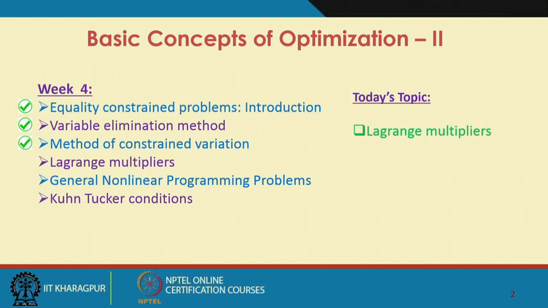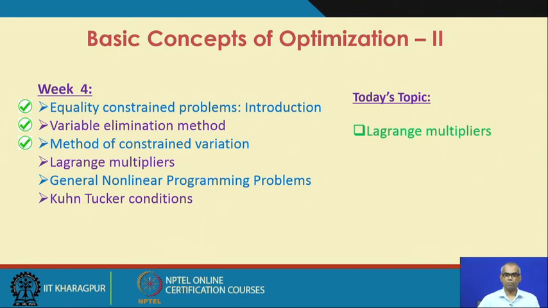We will briefly introduce what a Lagrange multiplier is, then give a geometric interpretation of the Lagrange multiplier, and also an economic interpretation. In the next lecture, we will take several examples of equality constraint problems and solve them using Lagrange multipliers.